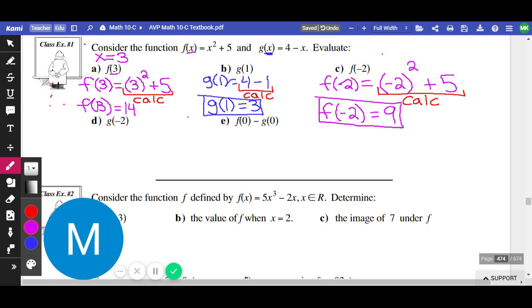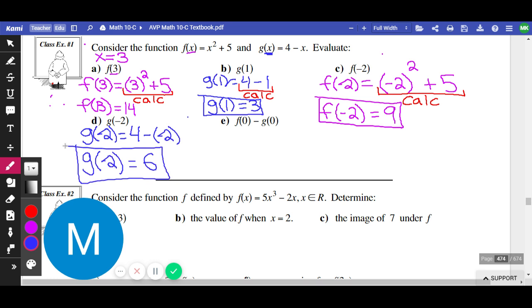Awesome. If you go to D, D says g of x equals -2. So you go to function g, and you would change x to be -2. When you do that, you end up with 4 minus -2. When you're minusing a negative, it turns into a positive. This would end up being g of -2 equals 6. Just be very careful with your double negatives and your brackets and all that jazz.